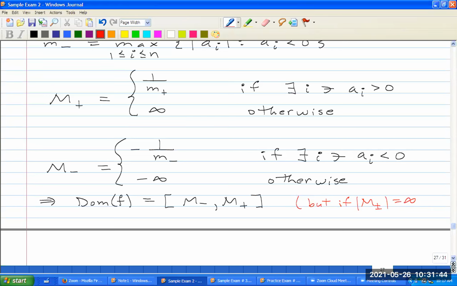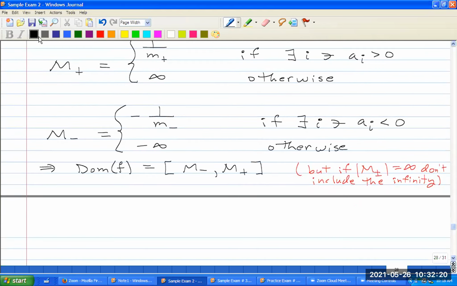And you don't include the endpoint. So don't include the infinity. Meaning, obviously, you can't include infinity as one of the endpoints. I don't know how easy it is to say that, but I don't know.